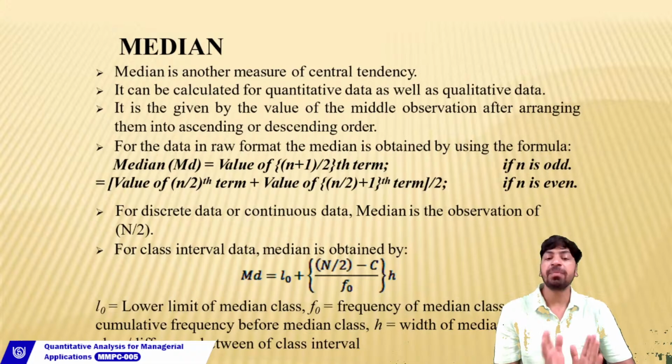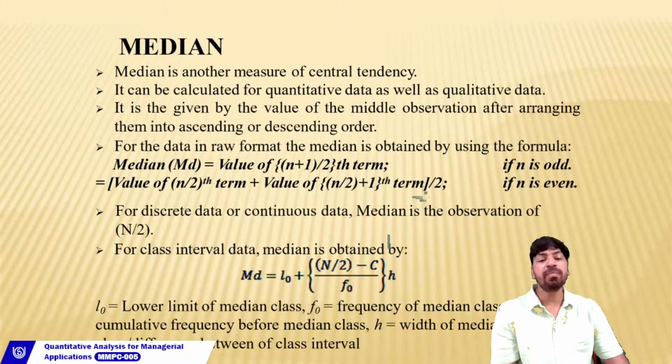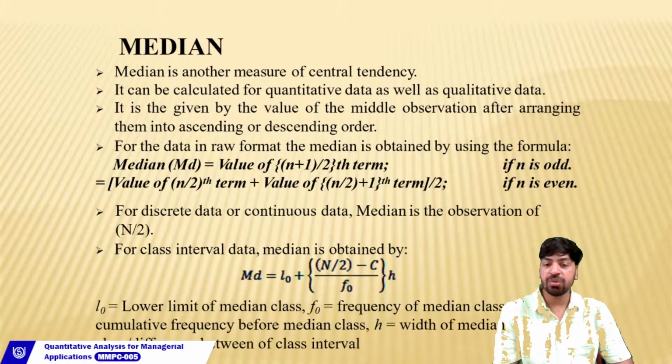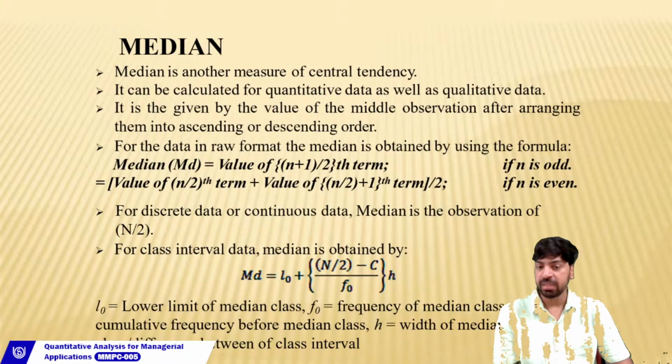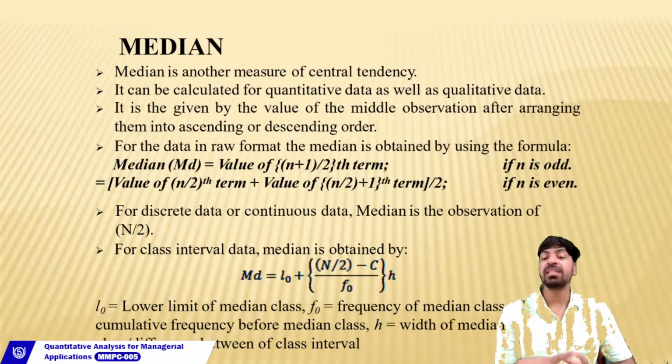I repeat once again, L is the lower limit of the median class. f0 is the frequency of the median class. C is the cumulative frequency before the median class. For example, if the cumulative frequency comes under 235, that means C would be 235. H is the common difference between the class intervals, or the width of the median class.